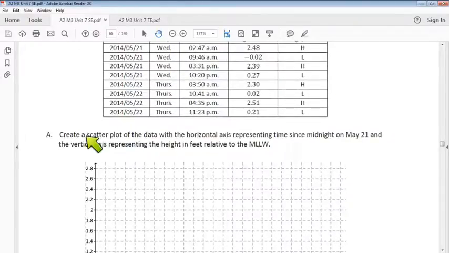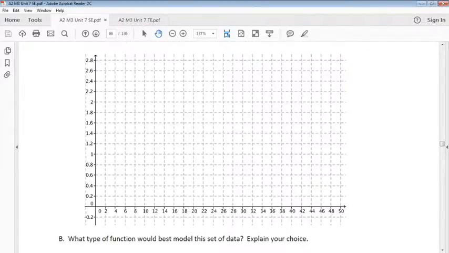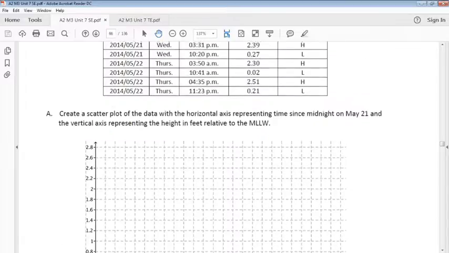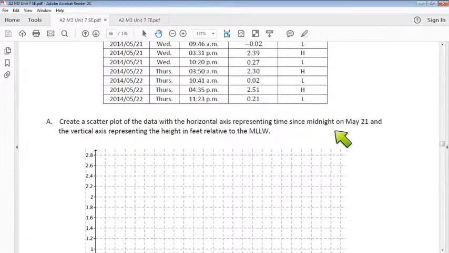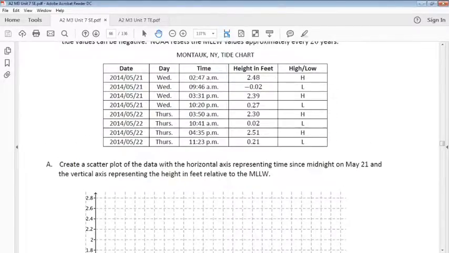A says, create a scatter plot of data with the horizontal axis representing time. Do you guys know which way is horizontal? Yeah, okay, so that means this axis right here is going to represent time. And I would label it if I were you. And then it says time since May 21st. Okay, time since May 21st. Here's May 21st.